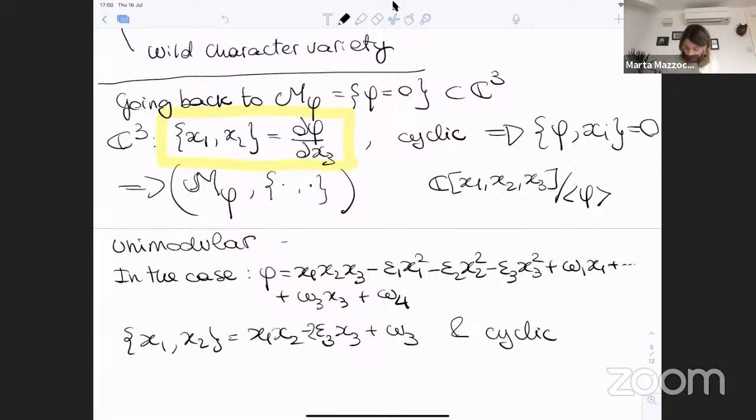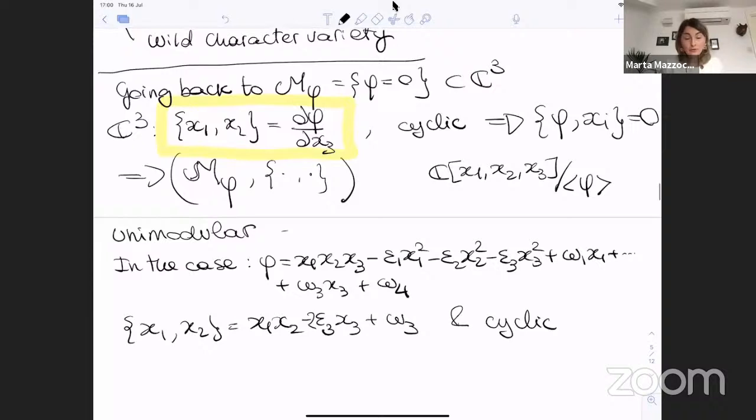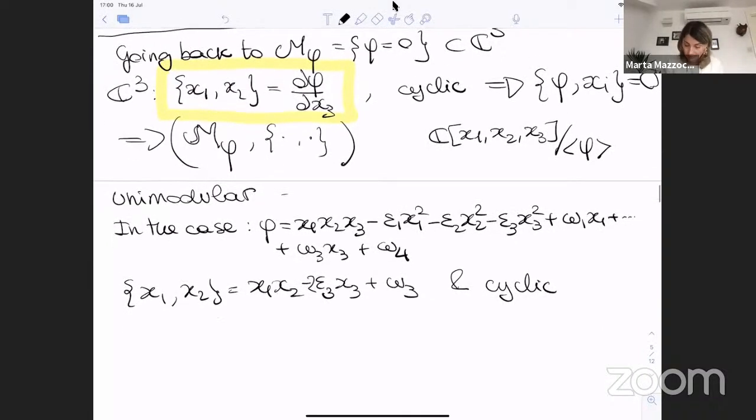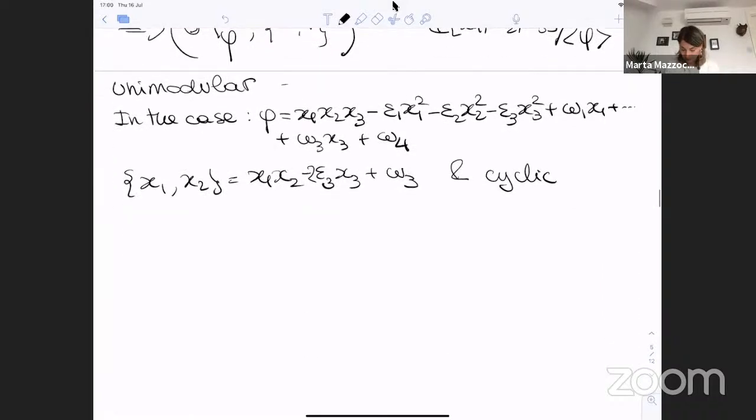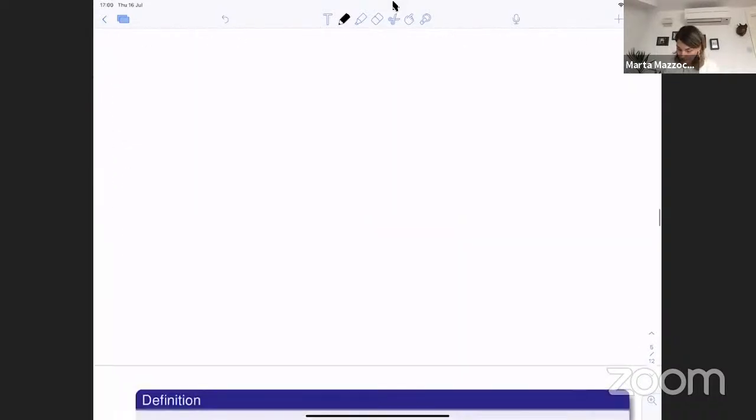2 epsilon 3. Yeah. Okay. Thank you for this observation because I had forgotten my epsilons. Okay, so I will not explain to you how to obtain this quantization because it's a little bit long. But let me give you the formula, and then I will try to convince you that it's the right thing to do.